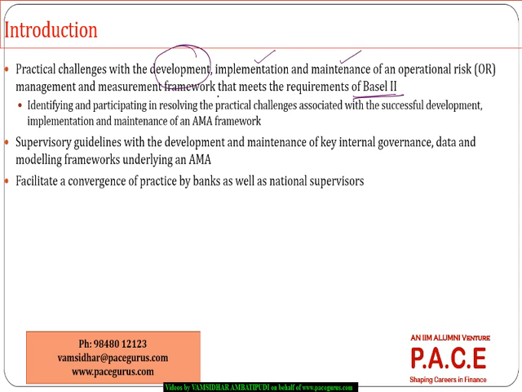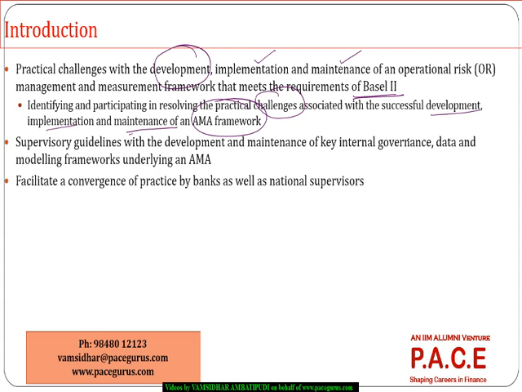So, how do we resolve all these kinds of challenges? That is where these supervisory guidelines come into the picture. How do you identify different kinds of challenges? How do you resolve them so that there is a successful development, implementation and maintenance of the advanced measurement approach framework?